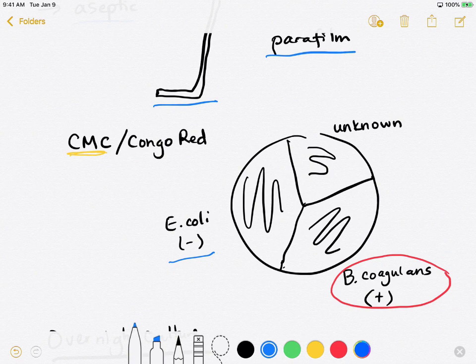B. coagulans was a positive control. We know that B. coagulans does produce cellulase, and so as you streaked it on, you knew that this third of your plate would be able to show cellulitic activity. Your unknown was the exciting one. We wanted to see if your unknown would be able to produce cellulase. Again, we didn't get to see any results in Unit 8. We had to come back the next week to see what would happen.